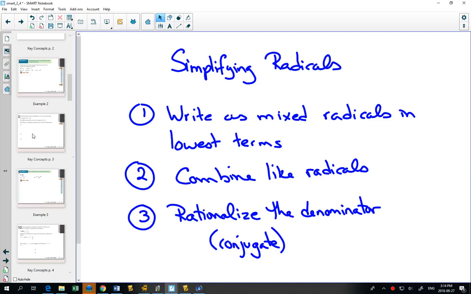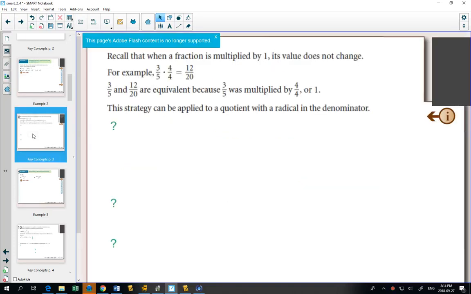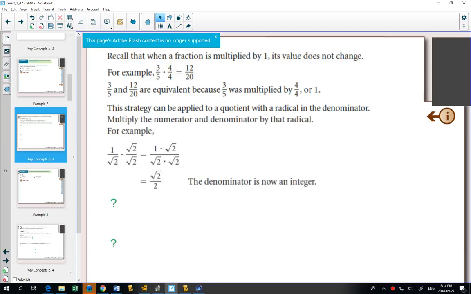So what does that mean? We have fractions. And if you have a square root on the bottom of your fraction, we would say the denominator is an irrational number. The concept of rationalizing your denominator says we do not want an irrational number in our denominator.